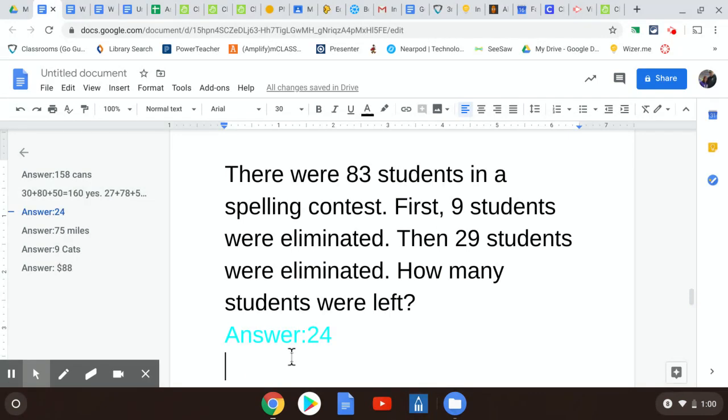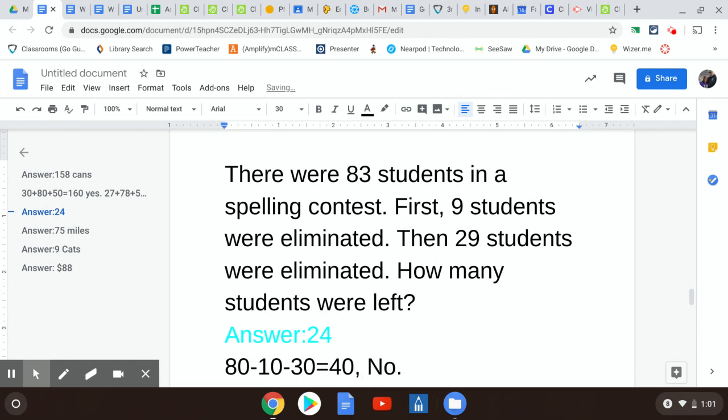So let's start with our rounding. So 83 would round down to 80 because 3 is less than 5. We lose 9 students. 9 rounds up to 10 because 9 is higher than 5. And then we also lose 29 students, which would round to 30 because 9 is higher than 5. So let's do 10 and 30 here together. We add those together. That's 40. So 80 minus 40 is 40. Is it reasonable? No, it is not reasonable.